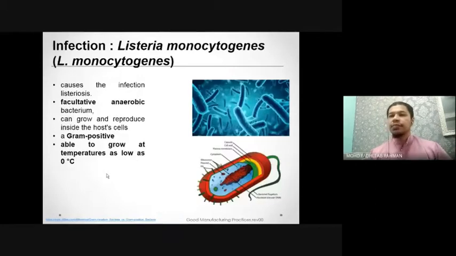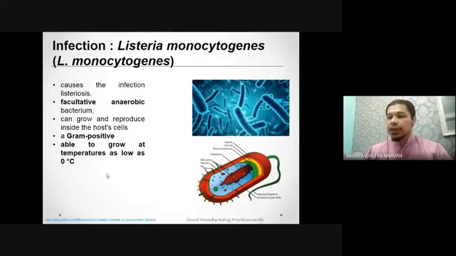The second one is Listeria monocytogenes, or sometimes we call it Listeria. So this bacteria causes the infection we call listeriosis. This type of disease we will discuss later in the subchapter on food-borne disease. Same as Salmonella, Listeria is also a facultative anaerobic bacterium.